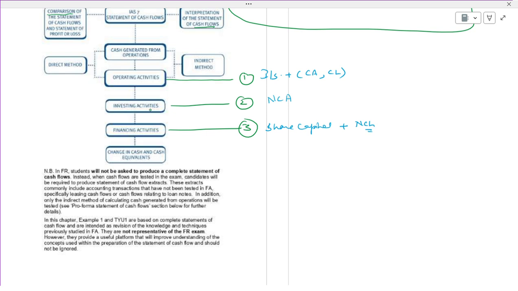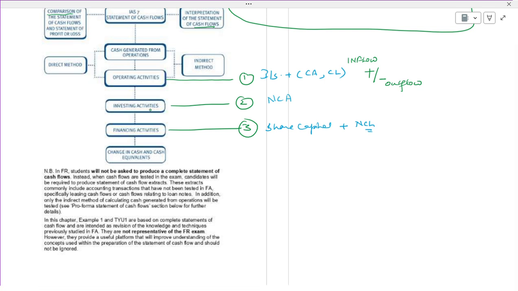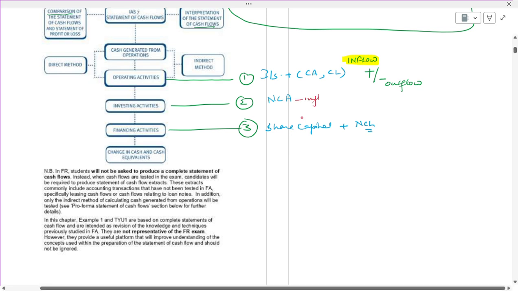Operating activities. Operating activities means either you will get plus or you will get minus. You will have an inflow or you will have an outflow. Which one is good for us in operating activity? Inflow. Outflow means expenses are more. Now, non-current activities, non-current assets. Again, in non-current assets, which one is better, inflow or outflow?